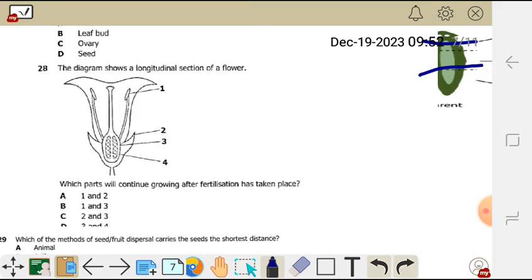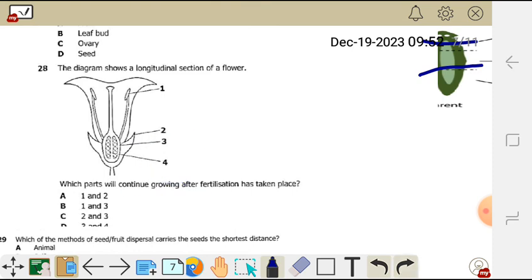So we have the male part, which is number 1. Then number 2, this is a sepal, which only holds the colored petals there. Then we have 4, which shows the ovum. Then 3, which shows the female part, which is the stigma. So the parts which will continue growing after fertilization are 3 and 4.